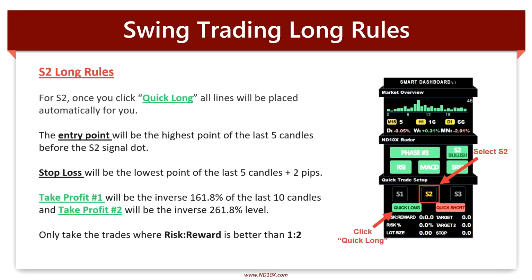S2 long rules. For S2, once you click quick long, all lines will be placed automatically for you. The entry point will be the highest point of the last 5 candles before the S2 signal dot. Stop loss will be the lowest point of the last 5 candles plus 2 pips. Take profit 1 will be the inverse 1618 of the last 10 candles, and take profit 2 will be the inverse 2618 level. Only take trades where risk reward is better than 1 to 2.